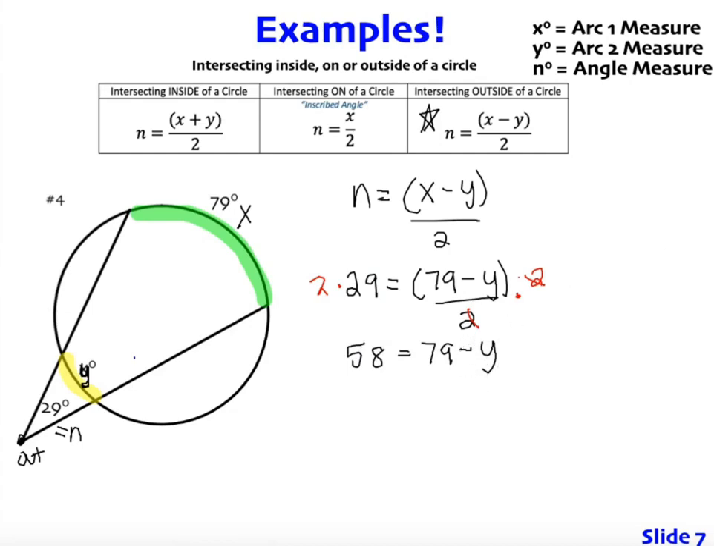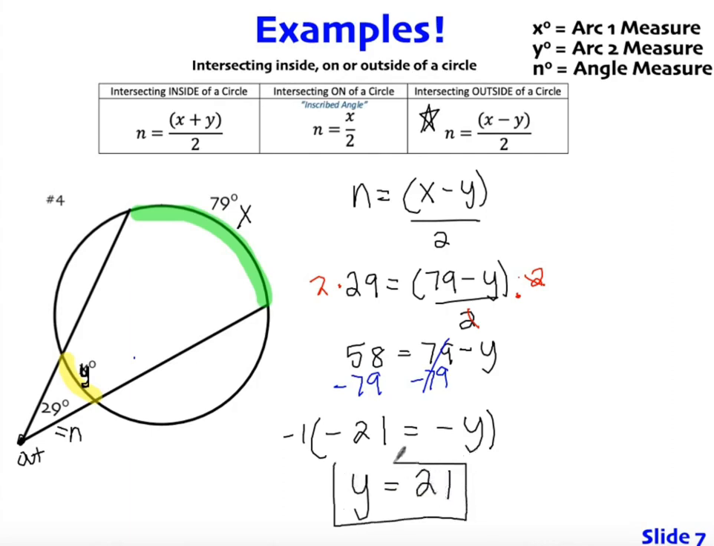Now we're still trying to solve for y. So let's get rid of 79. And the way that we do that is by subtracting from both sides, because this is positive and we want this to get down to 0. When we do that, we have negative 21 equals negative y. We want this to be positive. So we can negate this or divide by negative 1. And when you do that, I'm going to switch this around. That's going to give you a positive 21. So that negative just means that you're switching your sign. And this would be the measurement of this arc.